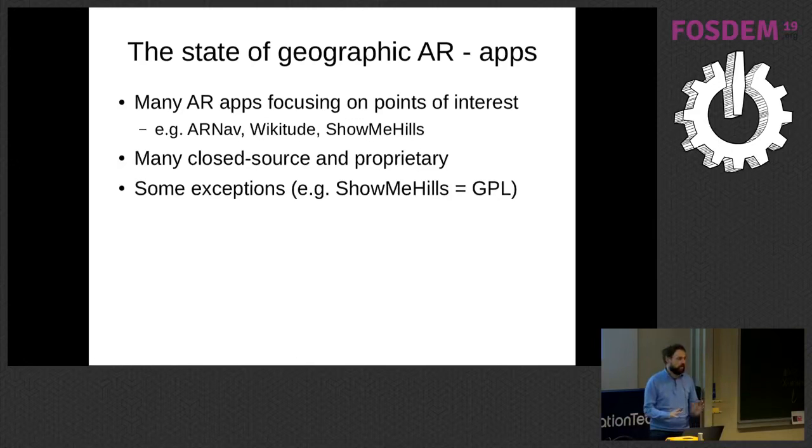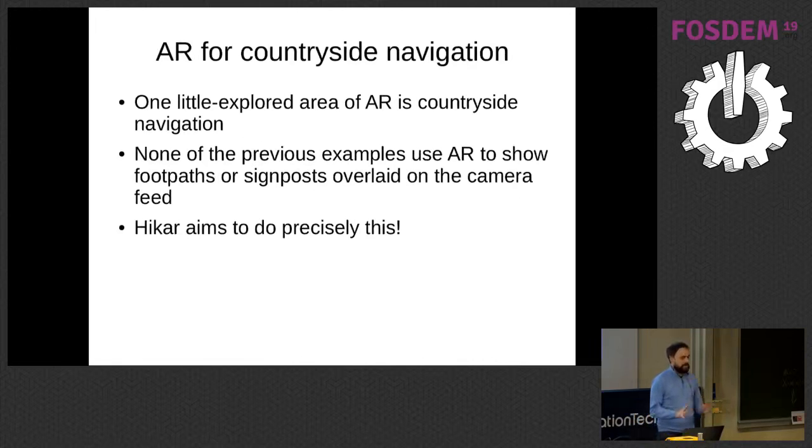Wikitude is one of the earlier ones. AR Nav is another one. Another take on AR is Show Me Hills, which is quite a nice app, where you point it at a view from the top of a mountain, and it will actually tell you what the various other hills and mountains you can see are. So there's quite a lot of work out there, but a lot of it's closed source and proprietary, which is not so good. I do get the impression that while there's a lot of work on AR at the moment, most of it is probably proprietary and closed source, which is not so good. Show Me Hills is an honourable exception there. That is GPL.